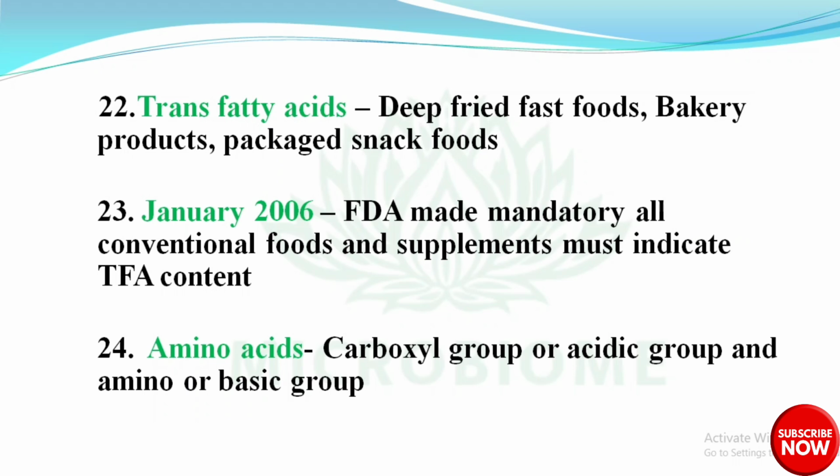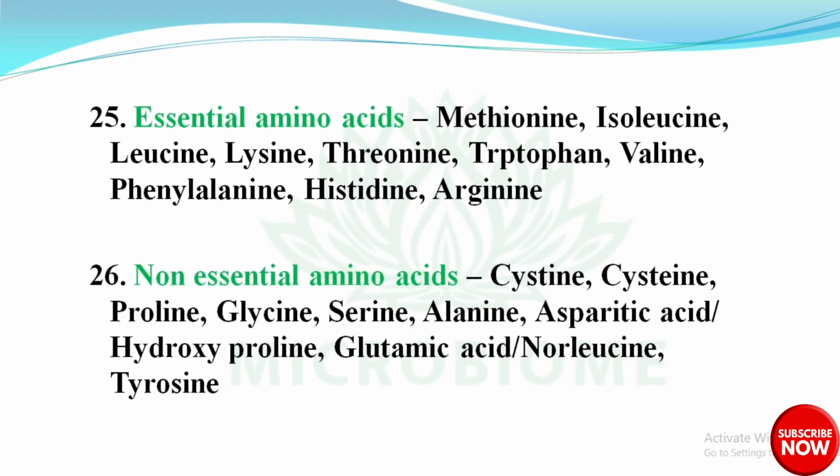And next about amino acids. The amino acids have a carboxyl group or acidic group and an amino or basic group. The essential amino acids list: methionine, isoleucine, leucine, lysine, threonine, tryptophan, valine, phenylalanine, histidine and arginine. And next the non-essential amino acids list: cysteine, proline, glycine, serine, alanine, aspartic acid, glutamic acid, tyrosine.